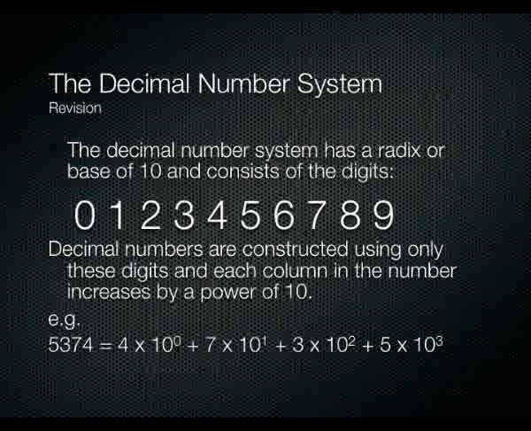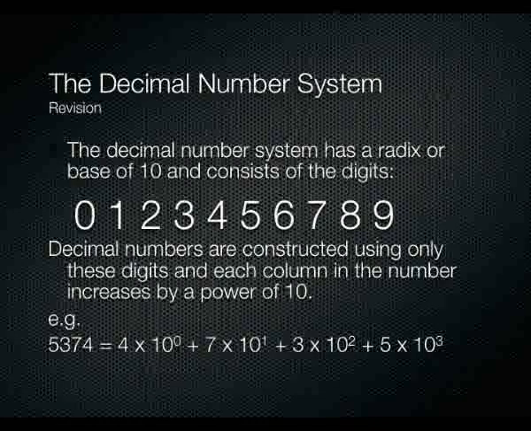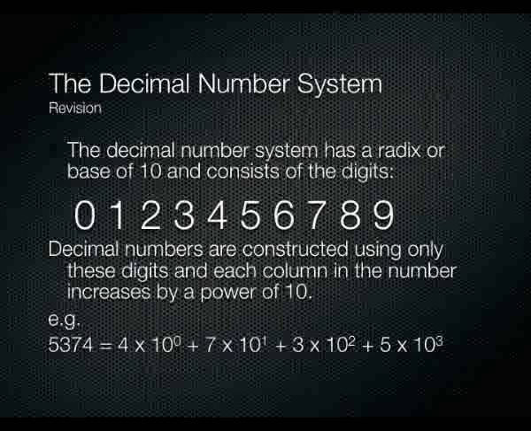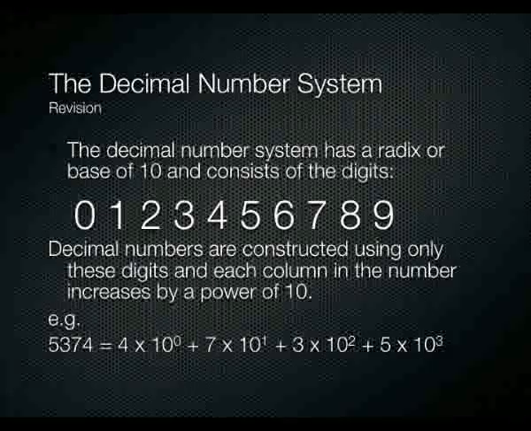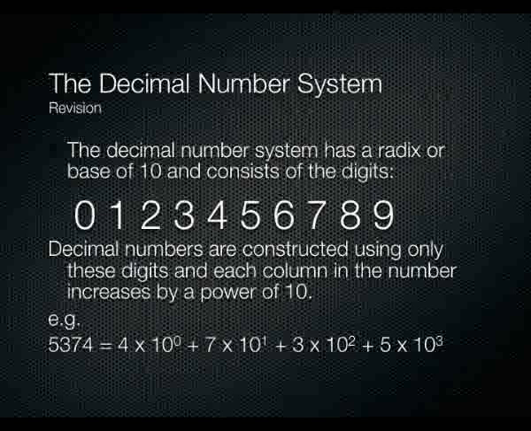So effectively, if you take the example down here where we've got 5374 written out of 4 decimal digits, we start with the least significant digit, in this case 4. This is 4 by 10 to the 0, which is 4, plus 7 by 10 to the 1, which is 70, plus 3 by 10 squared, which is 300, plus 5 by 10 cubed, which is 5,000. You add them all together, you get 5,000 plus 300 plus 70 plus 4, which is 5,374.